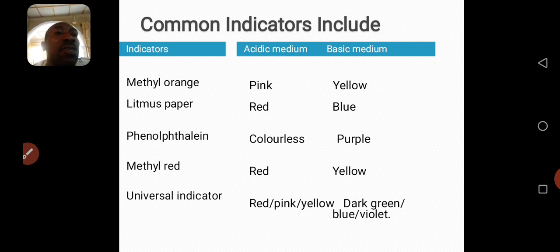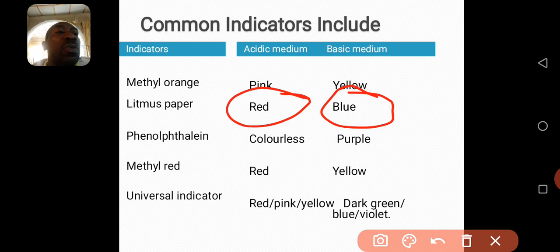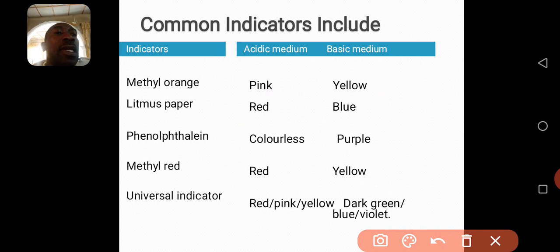Then litmus paper, that one we are very familiar with. For litmus paper, you know the color in acidic is red. We are very used to that. And in a basic medium, the color is blue. Then we have phenolphthalein. In acidic solution, it will be colorless, while in basic solution, it will be purple. Then we have methyl red. In acidic medium, it is red, while in basic medium, it is yellow.